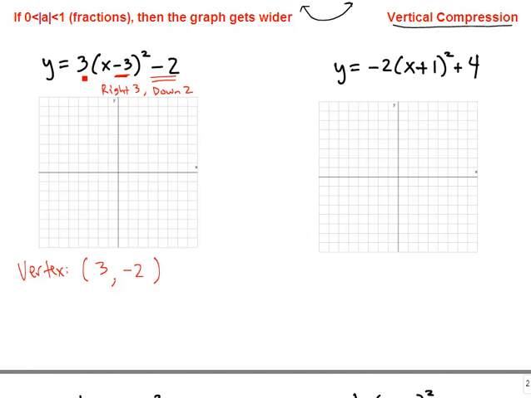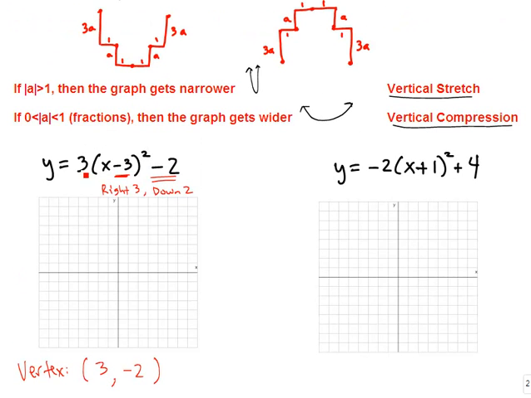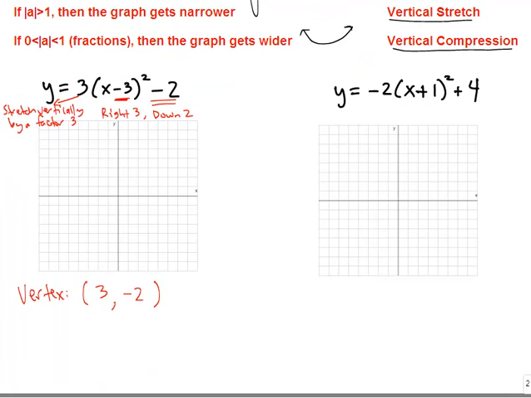And then this 3 that's out front, remember up here how we said if that a is bigger than 1, that's called a vertical stretch. So this 3 is going to stretch us vertically by a factor of 3. So that's what that 3 does. If we wanted to graph this new parabola, start with that vertex. So we're going to go over 3, down 2, put a dot, and now we're going to use our pattern. First of all, does this parabola point up or point down? Because our 3 out front was positive, this parabola points up.